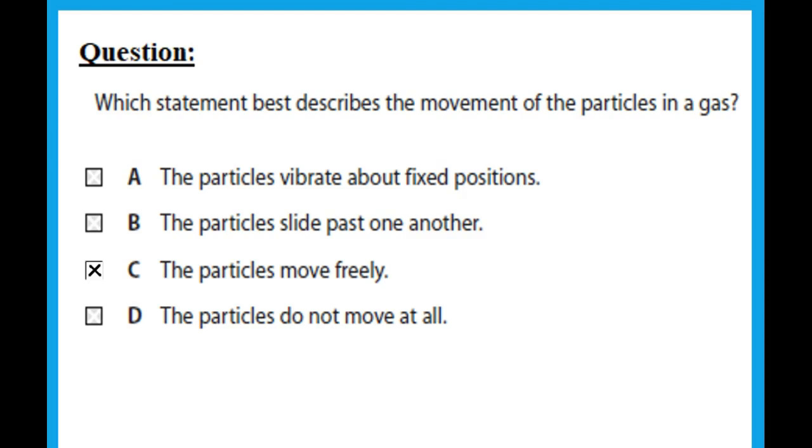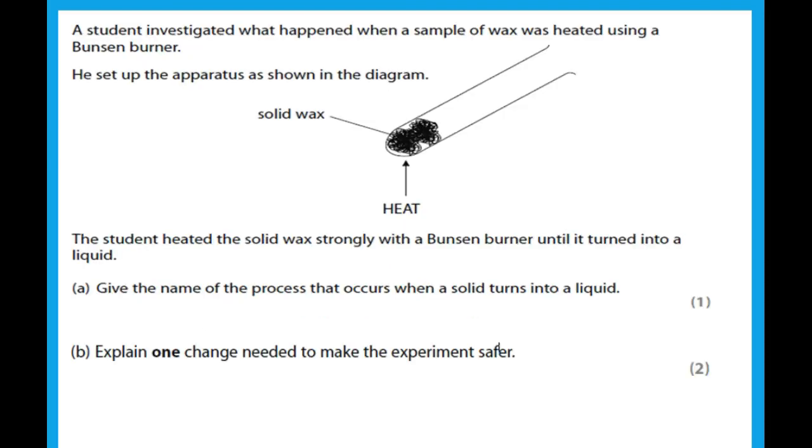Remember that in Edexcel, for the multiple choice questions that have a box next to it, you're supposed to put an X within that box. A student investigated what happened when a sample of wax was heated using a Bunsen burner. He set up the apparatus as shown. The student heated the solid wax strongly with a Bunsen burner until it turned into a liquid. Give the name of the process that occurs when a solid turns into a liquid. You should remember that when a solid turns into a liquid, it's called melting.